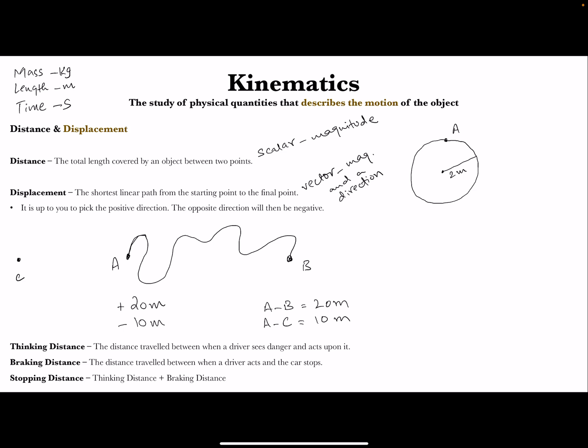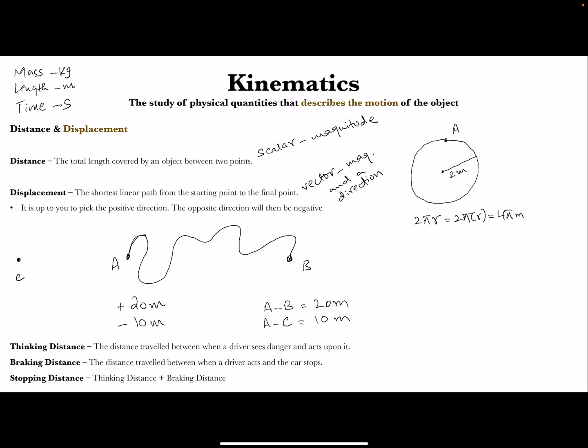So the distance is basically the entire path, the length of the entire path that I traveled. Now we know that the circumference of a circle is 2 pi r, right? So we can just plug in r equals 2. And so we'll have 4 pi, let's say it was all in meters, right? So 4 pi meters. But what about the displacement? Since the starting point and the final point are the same, the displacement is 0. There is no displacement.